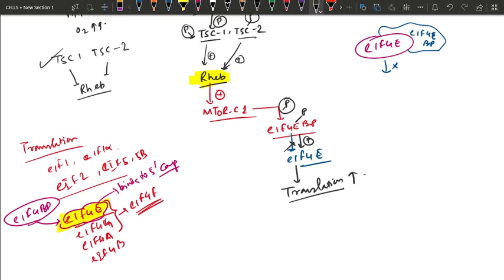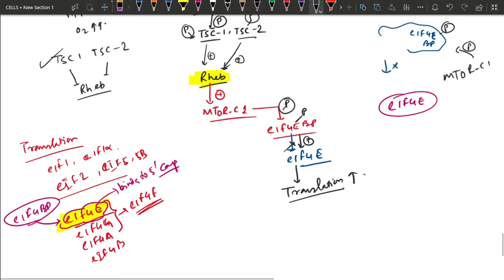So when this mTORC1 comes and it phosphorylates this EIF4E binding protein, then it cannot bind. As a result of that, this EIF4E becomes free and it comes out and it can perform its function, leading to the translation. So phosphorylated EIF4E binding protein cannot bind to the EIF4E, and as a result there will be translation, because EIF4E is a cap binding protein. It helps in the eukaryotic translation.